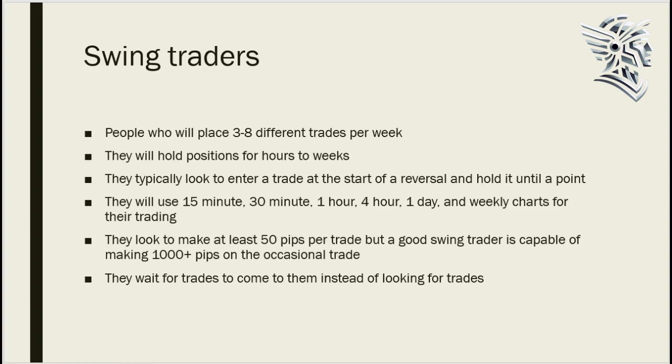So swing traders look to make at least 50 pips per trade, but a good trader is capable of making over 1,000 pips on the occasional trades. They tend to wait for trades to come to them instead of looking for trades, which means there are occasionally weeks where they don't place any trades.